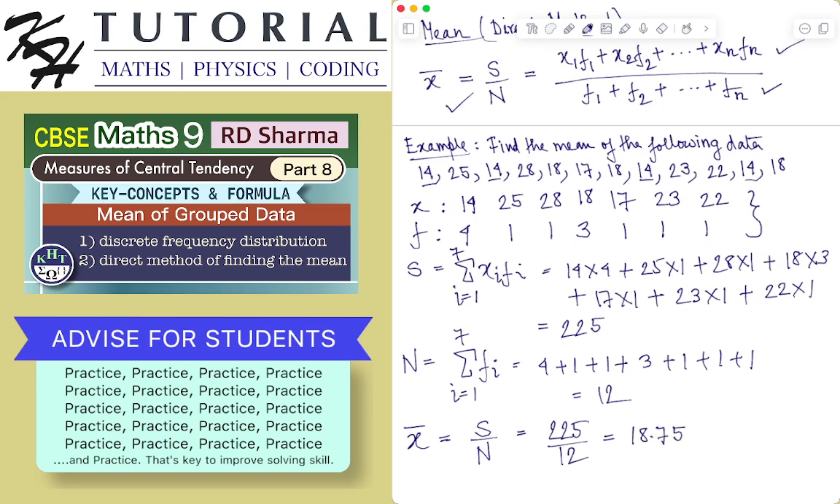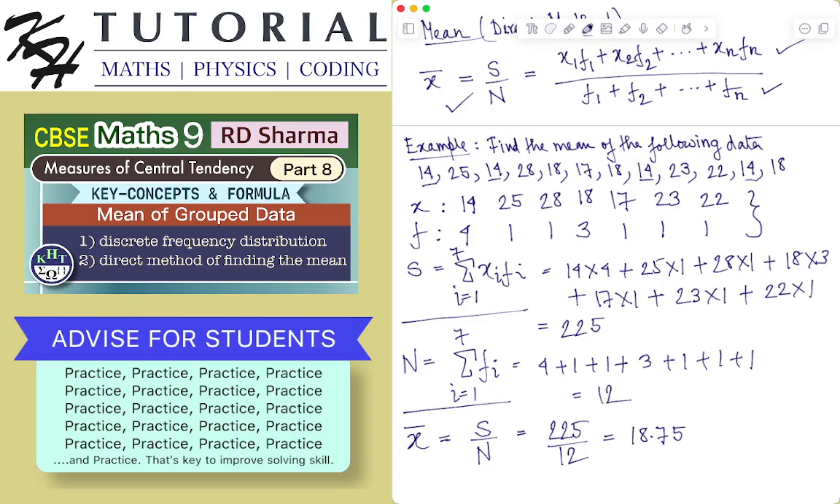Now in some of the problems you will be directly given the discrete frequency distribution, that is the unique values of x and the frequencies, or you might also be given raw data. From the raw data you have to create the discrete frequency distribution, and from there, using the sum of all the observations, which is summation of xi fi, and the total number of observations, which is summation of fi, you will find the mean. Mean will be S by n, that is summation of xi fi divided by summation of fi.